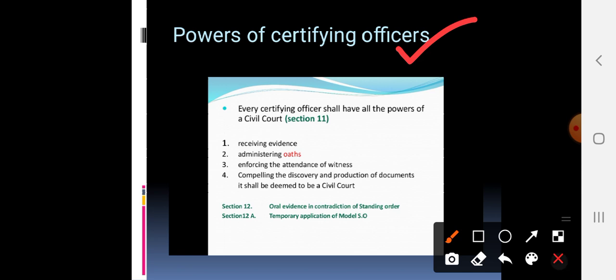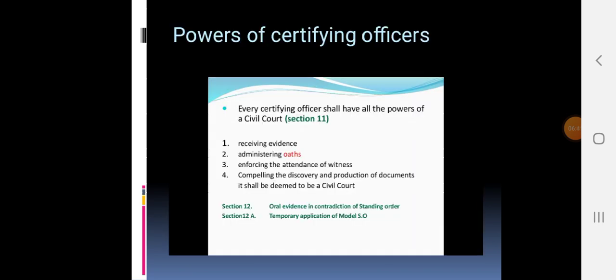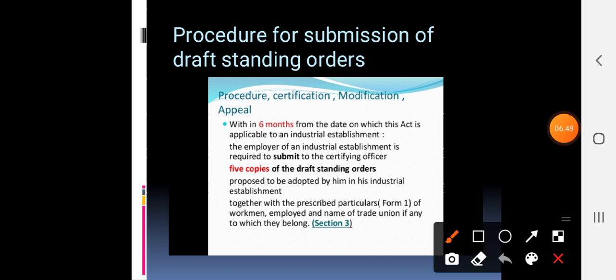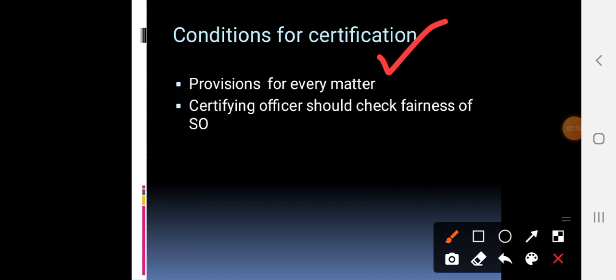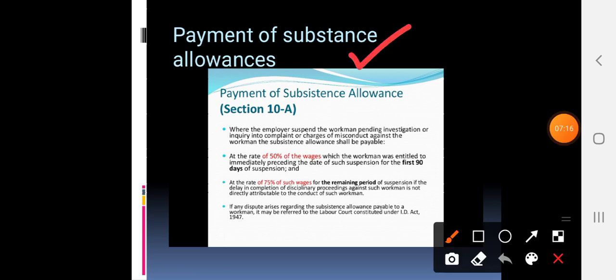So these are the important concepts which we have discussed in today's class. I'll start by reviewing what we have discussed today. In today's class we discussed the procedure for drafting and submitting a standing order, and the ways of doing it. Then we discussed the two conditions for certification of a standing order. Then we discussed payment of subsistence allowances.